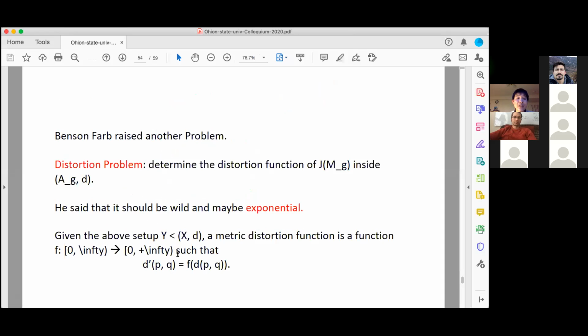Benson further raises another question. It's a distortion problem. Determine the distortion function of J(M_g) inside (A_g, d). So he said that it should be very wild and maybe exponential. Okay. So what's the distortion function here? Given such a space, d prime is a function of d, you see. So f measures how distorted the subspace is inside.